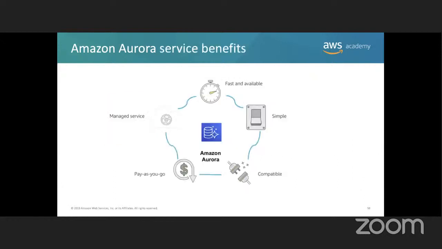Benefits. Well, it's a managed service. It's fast and available. It's simple. It's compatible. And you pay as you go. Right? You pay for what you use. One of the things that make Aurora highly available is as soon as you create an Aurora cluster, it will create 6 copies for you in 3 different availability zones automatically. So by default, you become highly available, right? You pay as you go, right? It means that you only pay for the features that you use.